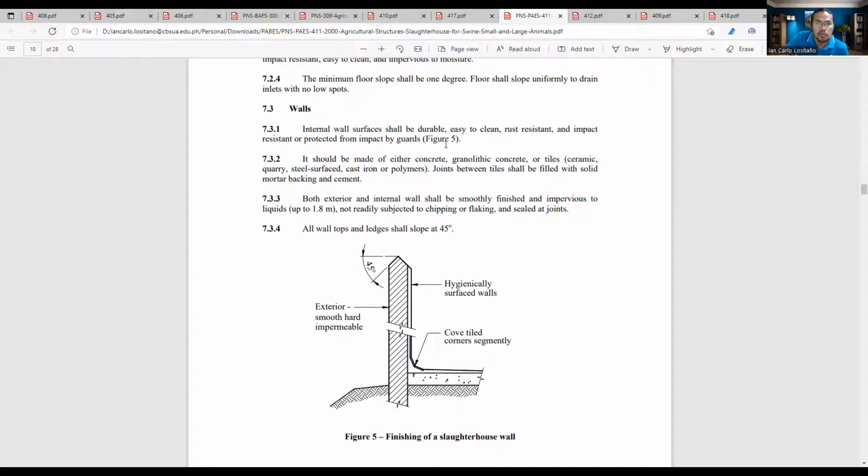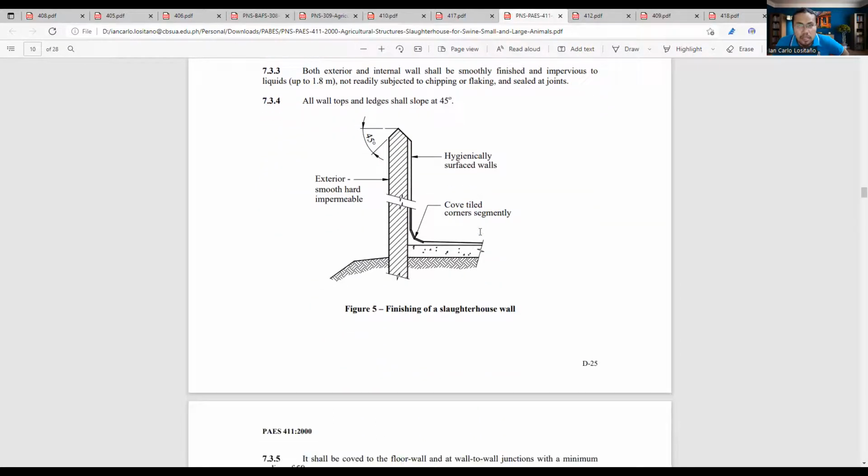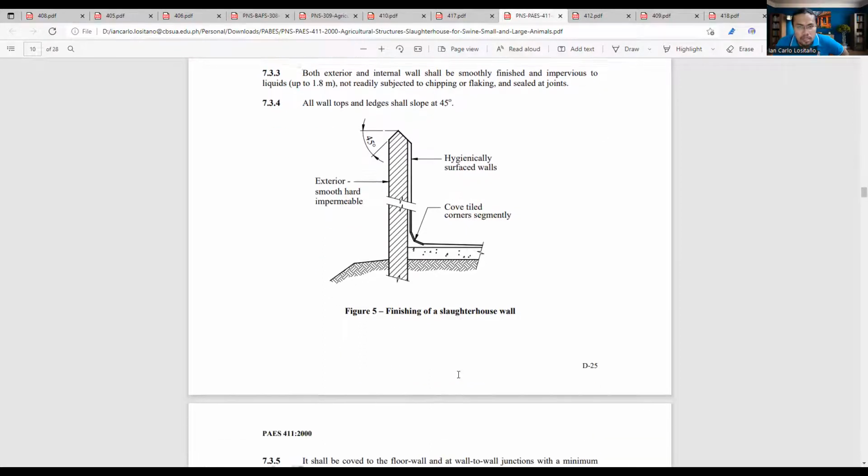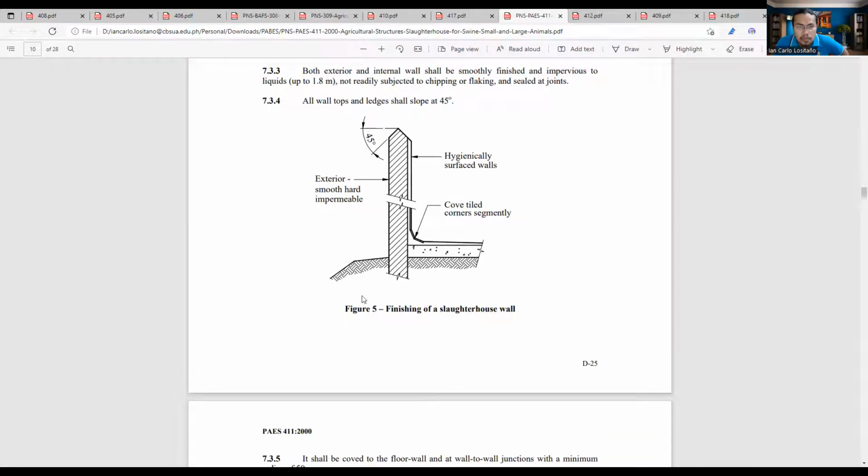Walls. Internal wall surfaces shall be durable, easy to clean, rust resistant, and impact resistant, and protected from impact. Should be made of either concrete, okay, and similar. Again, this is just recommendatory. Both exterior and interior walls shall be smoothly finished and impervious to liquids, not readily subjected to chipping or flaking, and sealed at joints. All wall tops and ledges shall slope at 45 degrees. Take note of the coving because this is again a wet facility. And also the other requirements for the walls, right?